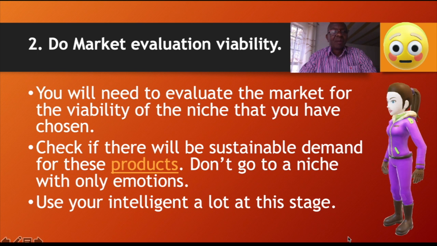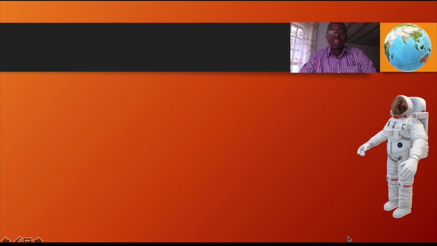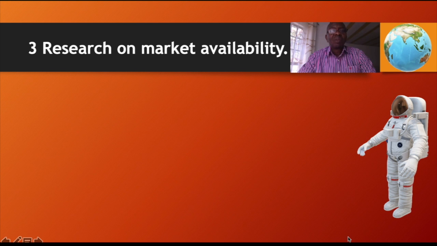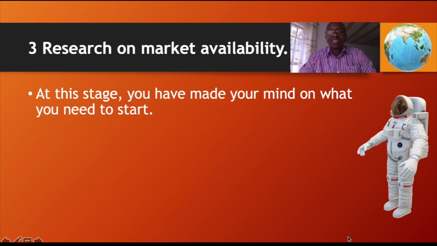Number three on this, research on the market availability. Sometimes some things can be seasonal. For example, if you start a niche on Halloween products, you only sell during the Halloween week. After that, nobody will buy them the whole of the year. So you have to know exactly what you want. At this stage, you have made up your mind on what you want to start. What you want to analyze at this point is the market. Is this market going to sustain you?